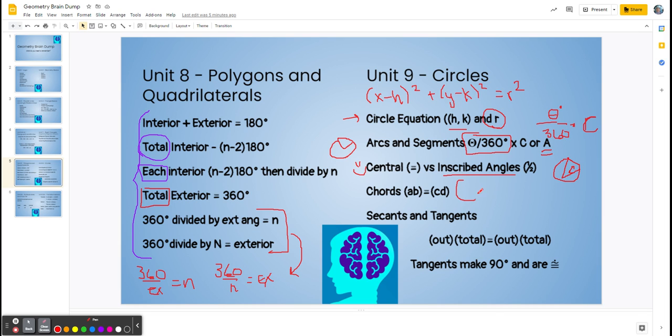Remember, chords are inside your circle. Right there, that's theta. So it's the circle with the line through it.